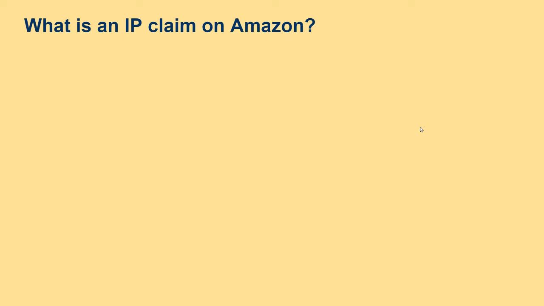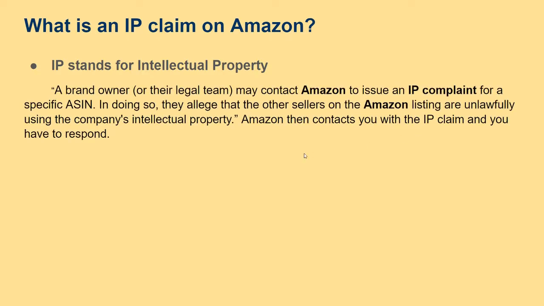First of all, what is an IP claim on Amazon? IP actually stands for intellectual property. And I'm going to read this to you, which I got off of Google. A brand owner or their legal team may contact Amazon to issue an IP complaint for a specific ASIN. In doing so, they allege that the other sellers on the Amazon listing are unlawfully using the company's intellectual property. Amazon then contacts you with the IP claim and you have to respond. So that's basically how it works. The brand owner actually issues the IP complaint through Amazon and then Amazon contacts you about it, right?